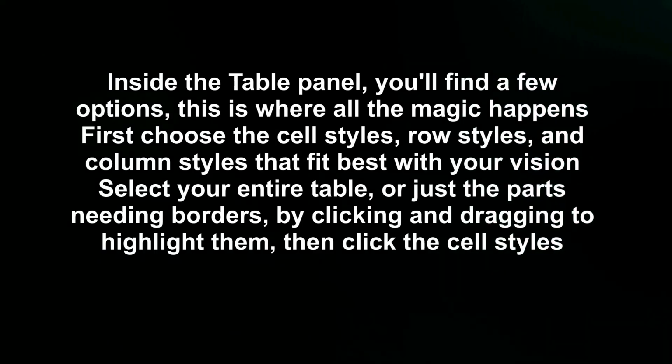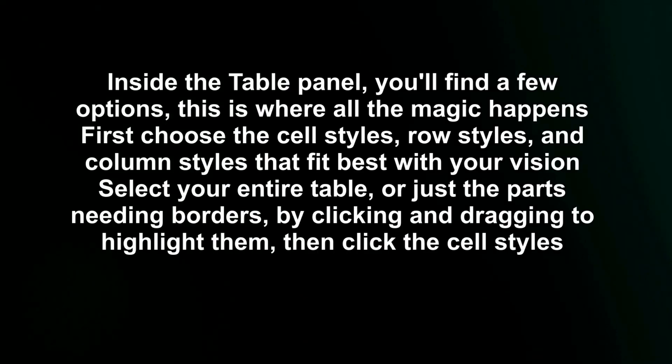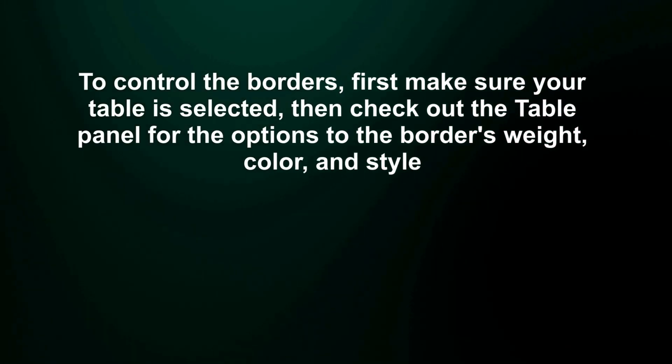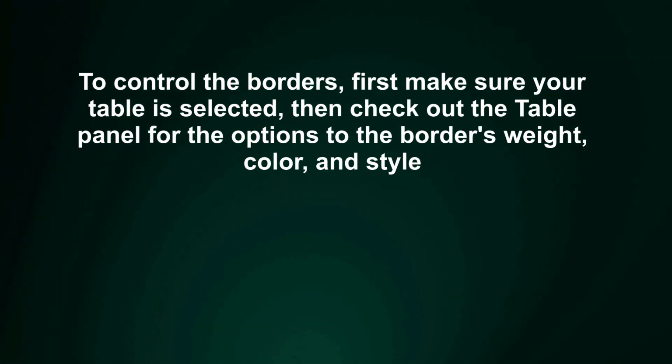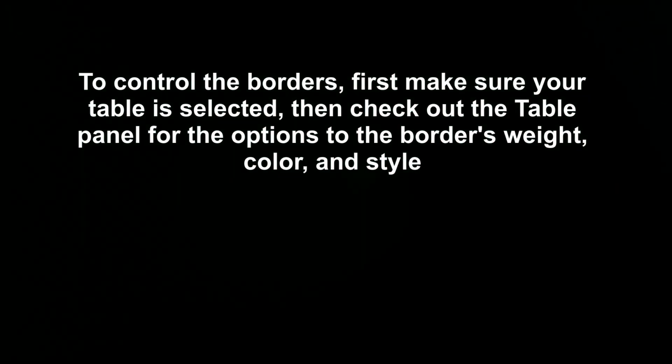Select your entire table, or just the parts needing borders, by clicking and dragging to highlight them. Then click the cell styles. To control the borders, first make sure your table is selected, then check out the table panel for the options to the borders: weight, color, and style.